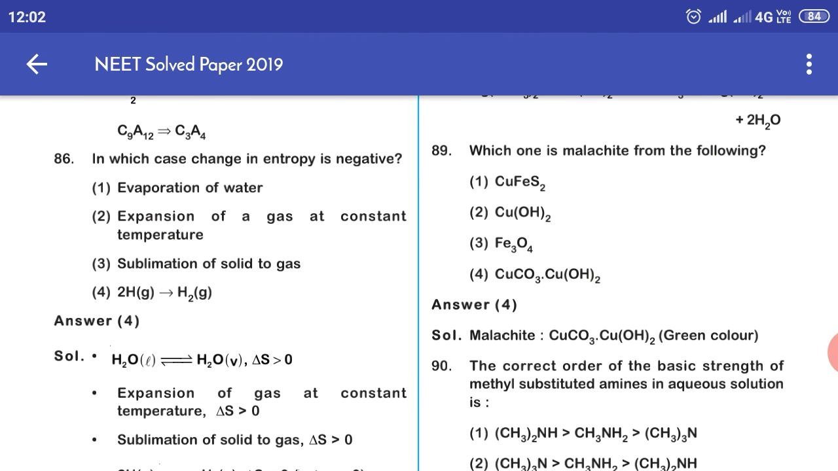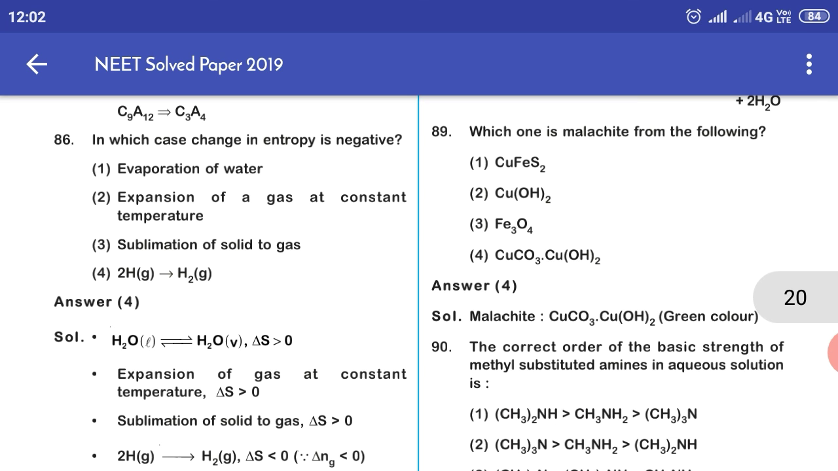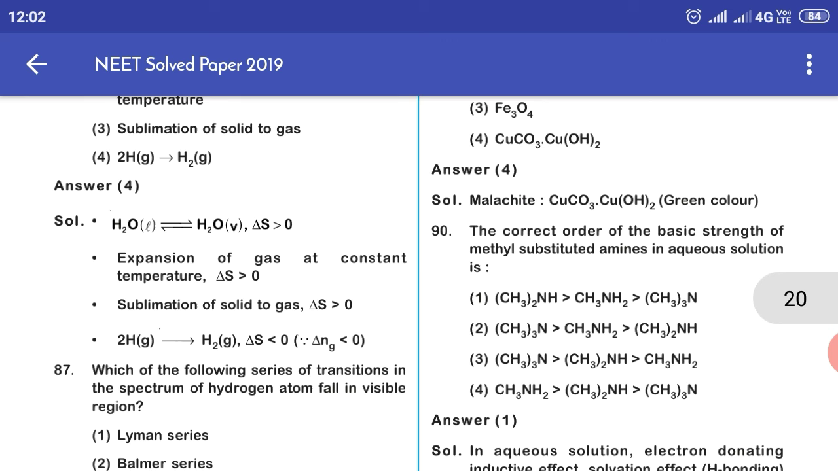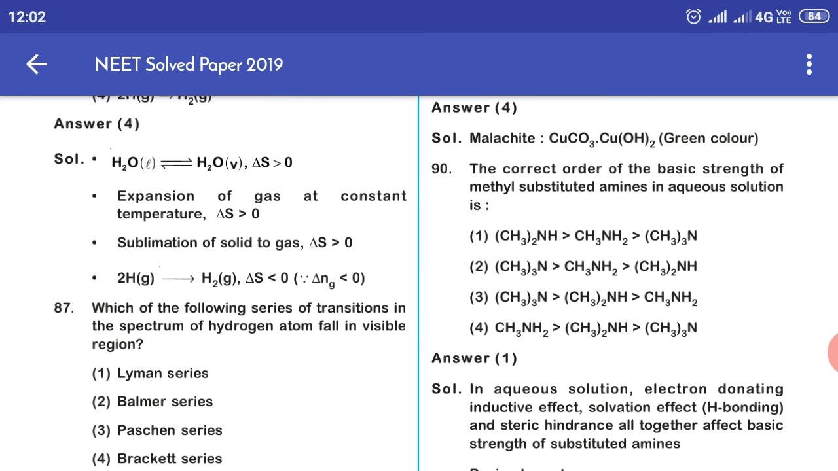Question number 89. Which one is malachite from the following? Malachite, CuCO3.Cu(OH)2, that is option 4, is the correct answer. Question number 90 and the last question of the 2019 NEET paper. The question is the correct order of the basic strength of methyl substituted amines in aqueous solution. Secondary amine is greater than primary amine is greater than tertiary amine. Option 1 is the correct option.